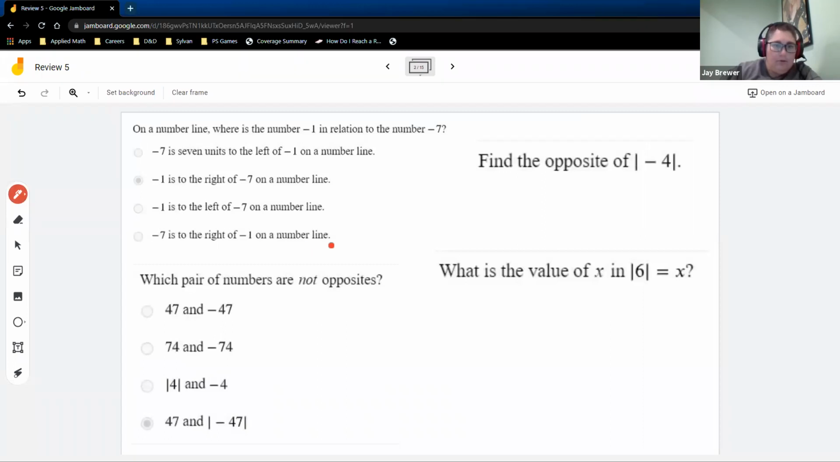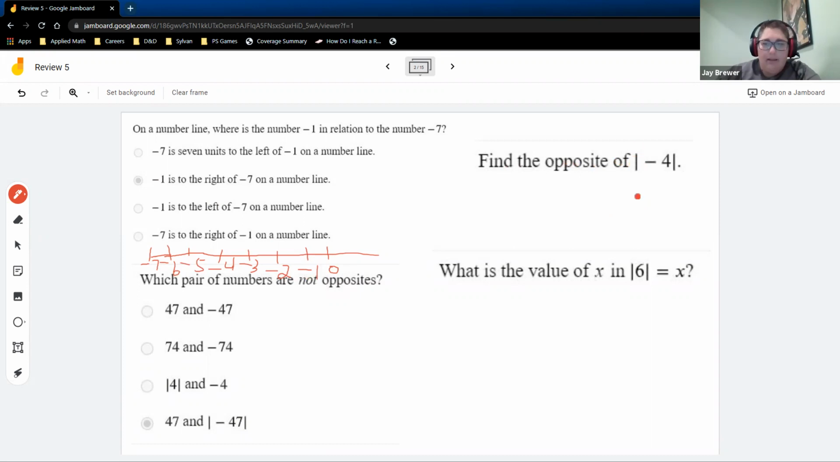Okay, so if we have a number line: 0, -1, -2, -3, -4, -5, -6, and -7. Again, you can now verify that -1 is to the right of -7 on the number line.